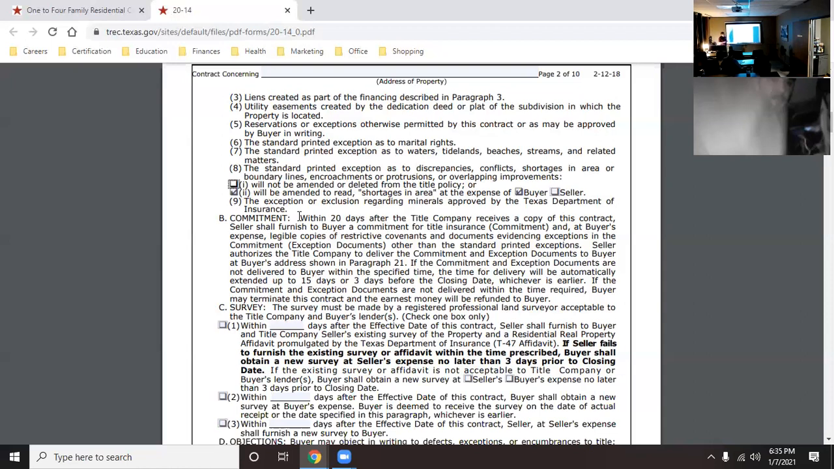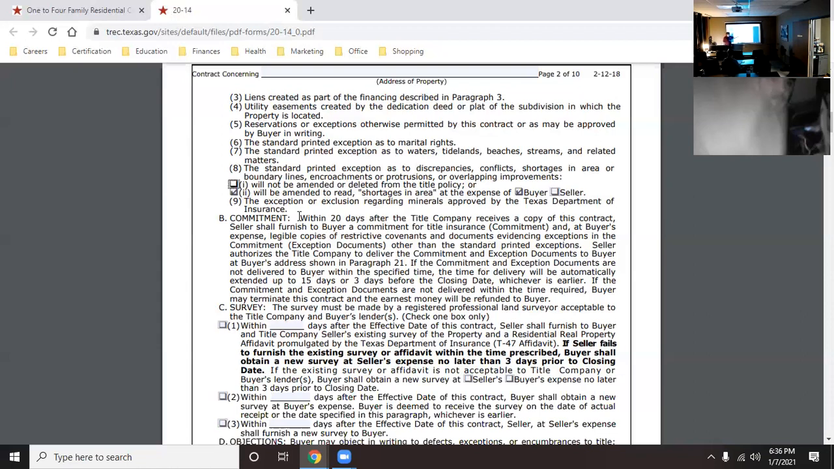If the commitment and exception documents are not delivered to the buyer within the specified time, the time for delivery will automatically extend up to 15 days. Now, what's the problem with that? If it's up to 15 days, they already get 20 days. That's 35 days. What's the problem with that? Talked about this last night. How long does it normally take to close on a house? 30 days. So we have a problem here. 20 and 15 is 35 days. Goes into the next month. So, nope.